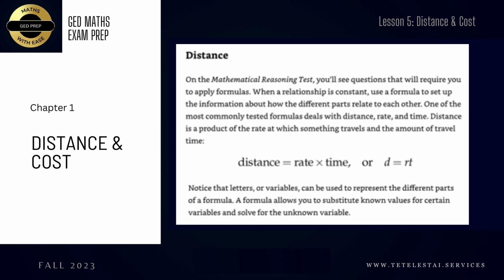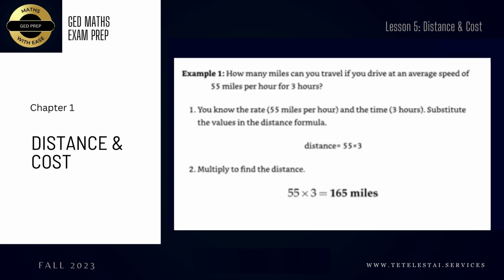So in this example, we're being asked to determine how many miles you can travel if you drive at an average speed of 55 miles per hour for 3 hours, right? And again, this is another activity that you do all the time, and it's probably something that you figure out without knowing that you're calculating distance equals rate times time, right? You know that the rate is 55 miles per hour and that the time is 3 hours.